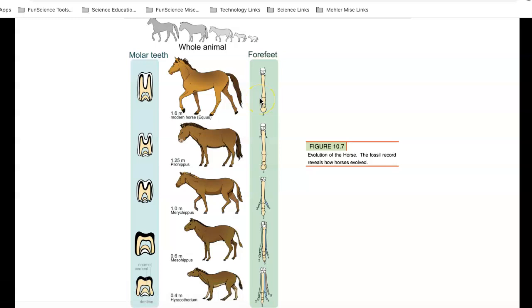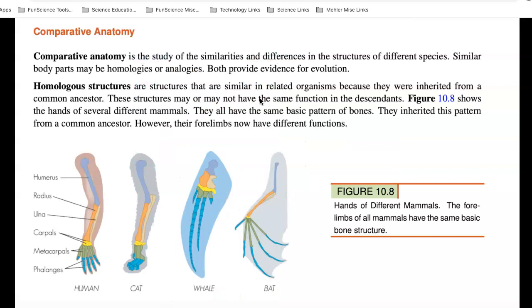We have another example at the end of this section, which is a wonderful science animation about whales that I think you will really like. Another place that we can see it in present-day animals is in the idea of comparative anatomy, where we study similarities and differences in the structure of different species. Homologous structures are structures that are similar in related organisms that they inherited from a common ancestor.